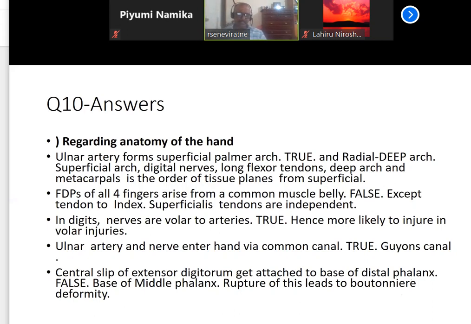So then we said FDP for all four fingers arises from a common muscle belly. False. And the rest we have discussed.